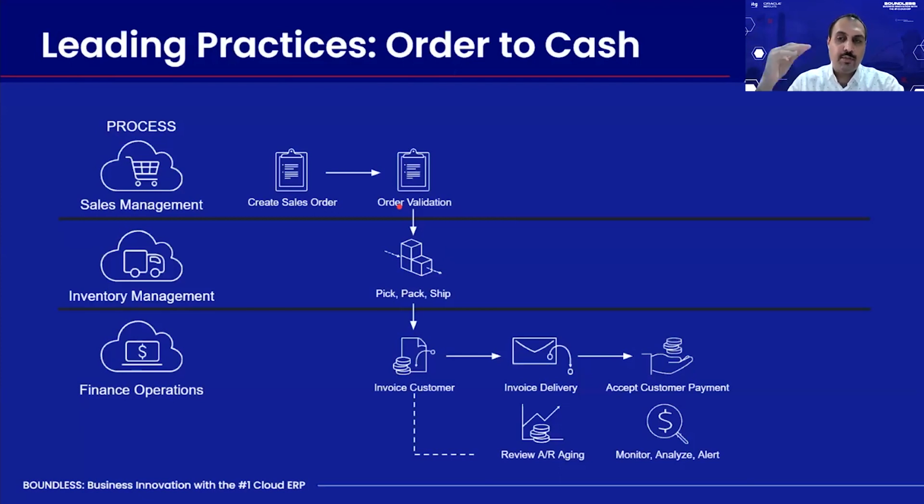We may not have enough time to look at the entire functionality, but we should be able to look at two key areas. The first area is the leading practice of order to cash, sometimes also called sales. Normally in a sales process, you'll create a sales order, you will verify that sales order, and you will do a pick, pack, ship, which is part of inventory management. This is where once the customer has ordered an item, you pick that item, you pack the item, and you ship it out or deliver it to your customer.